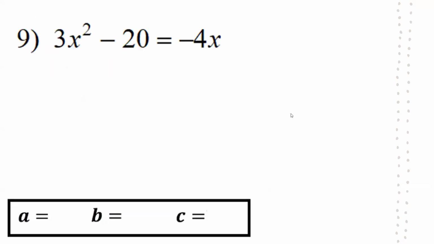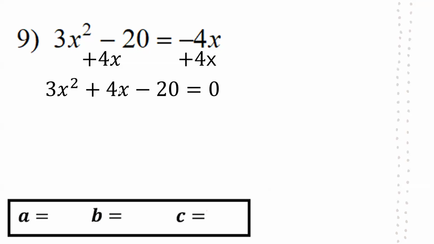All right, level 9. On this one, on the right side of that equal sign, I just have a negative 4x. So I just have one term over there. So I just have to move it over by getting a positive 4x. Now remember, you want to keep your ducks in a row. You want to go highest exponent to lowest exponent. So you would bring down the 3x squared, you'd bring down the 4x, and you'd bring down the negative 20. That equals 0. So you have a equals 3, b equals 4, c equals negative 20.